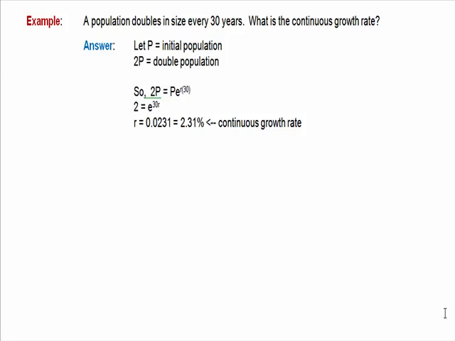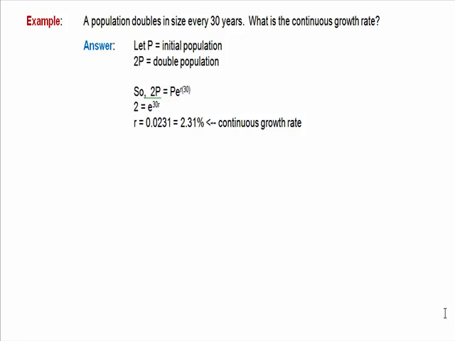So if I use my setup, the formula I would get is that 2p, which is that doubling population, is equal to the initial population, p, e to the rt. Well, notice it's r that I'm looking for because it's asking me what's the growth rate. And I know I have 30 years for my t, so I put the 30 in. So again, 2p equals p e to the r times 30. Again, if I had used my own population, it would have been twice that population equals the initial population, e to the r times 30.